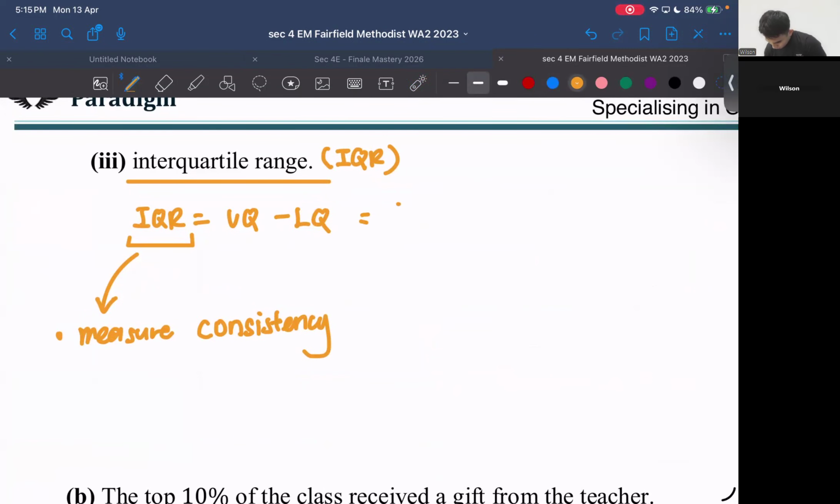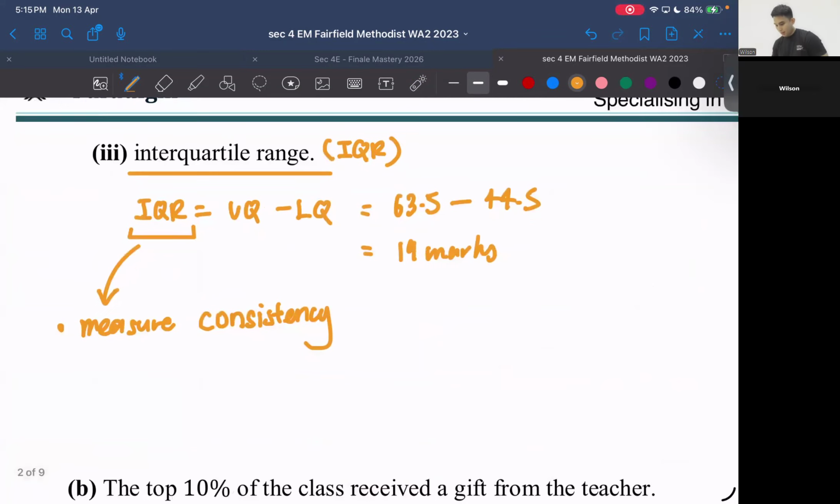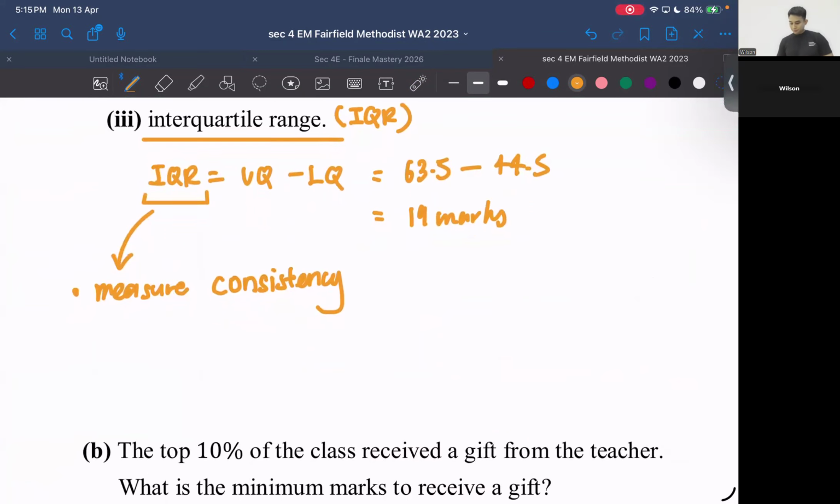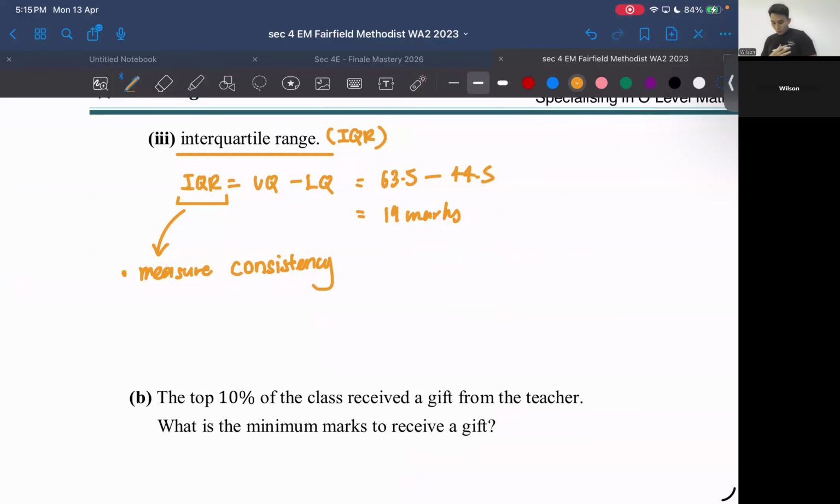This one will be equal to 63.5 minus 44.5 over here. In this case, this one will be 19 marks, right? Okay, can we just do that? So everybody has the same answer. So interquartile range measures consistency over here.